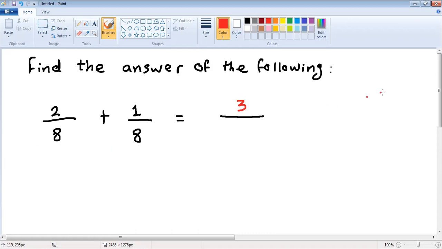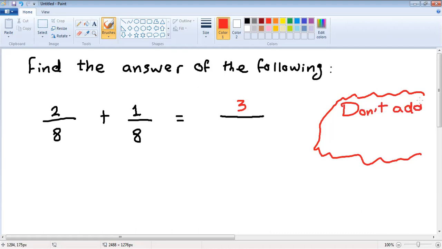We can't. Listen. Okay, so put in your mind here, I'm gonna write a notice. Don't add the denominators. Very important note. 8 and 8, just keep 8 as itself. So it's 3 over 8, right? Yeah. Thank you.